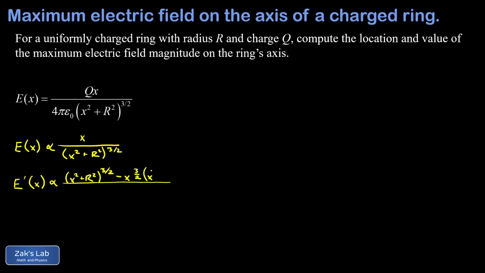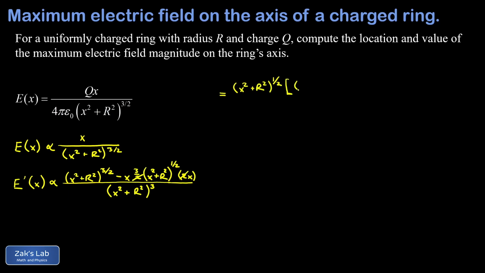We're just applying the power rule to this expression. So we have 3/2 times x squared plus r squared to the 1/2, subtracting 1 from the exponent there. And then we have to multiply by the derivative of that interior function, and that's a 2x. Now this whole thing is divided by the square of the original denominator. And that gives us an x squared plus r squared cubed. And we start to clean things up. We can cancel a factor of 2 in the second half of that numerator. And we can factor an x squared plus r squared to the 1/2 out of the numerator.